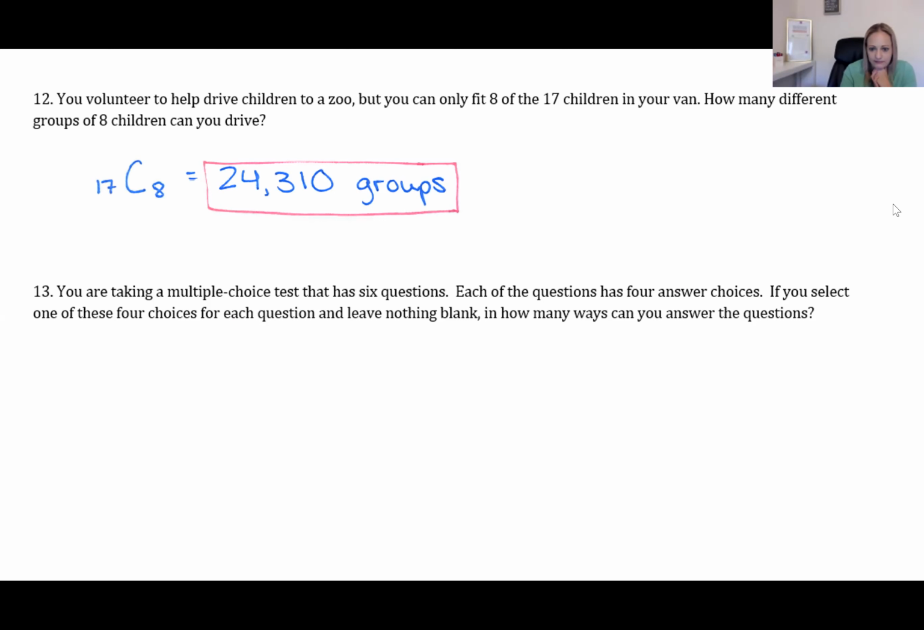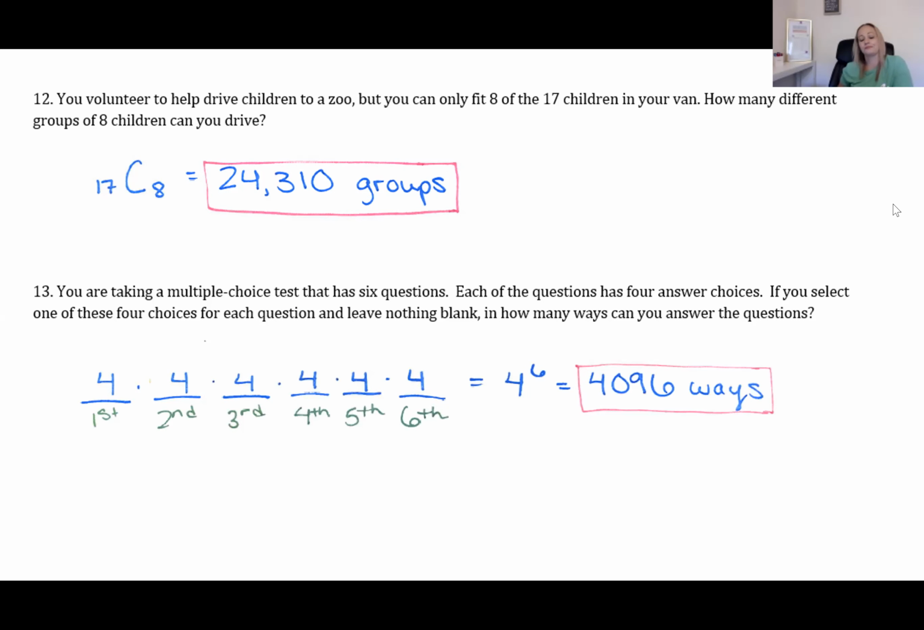Okay, so you are taking a multiple choice test that has 6 questions. Each of the questions has 4 answer choices. If you select one of these choices for each question and leave nothing blank, in how many ways can you answer the questions? So now we have 6 questions and we have 4 different options for every single one. So that's 4 to the 6. This one's not a permutation or combination. This is only using the fundamental counting principle. So there's 4,096 different ways of filling out that test.